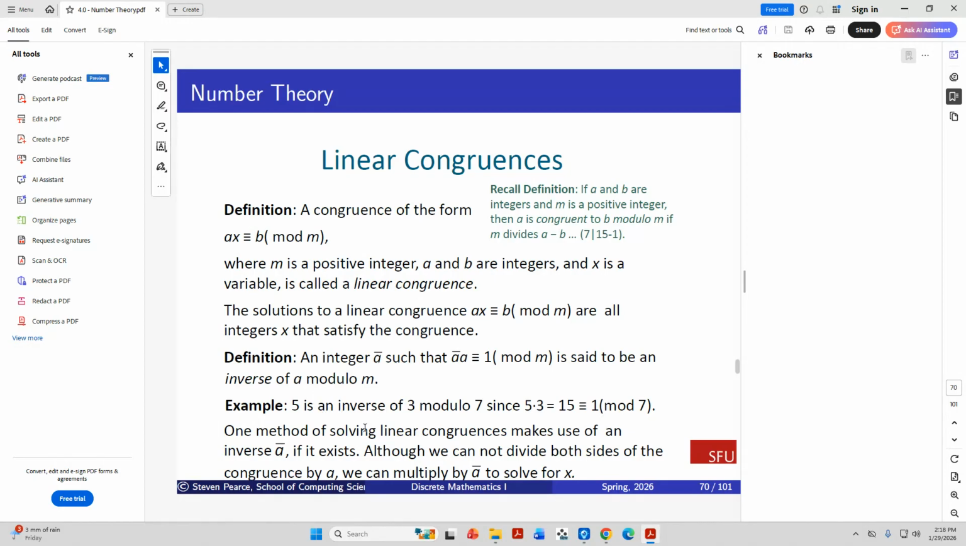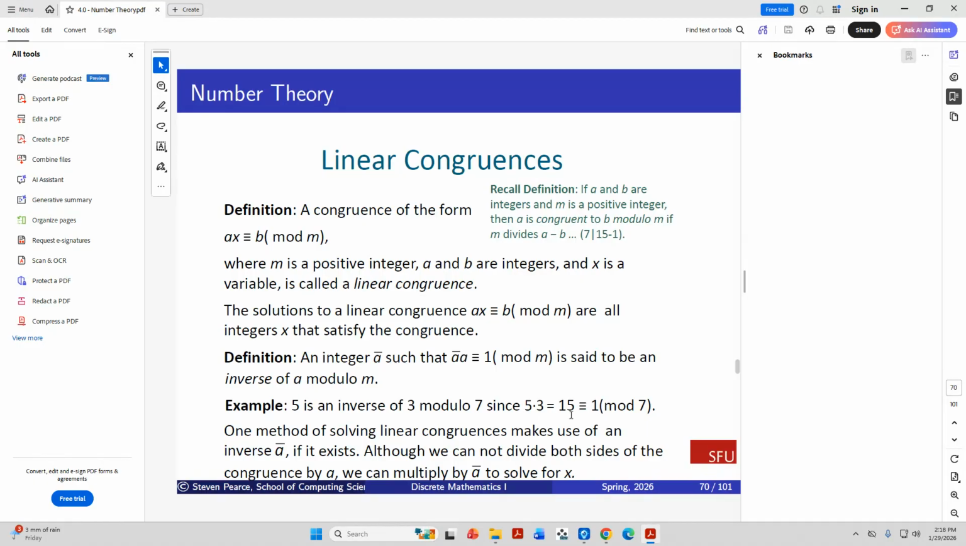5 is an inverse of 3 modulo 7, since 3 times 5 is 15, which is congruent to 1 mod 7. That you can test for yourselves. One method of solving linear congruences makes use of the inverse a bar, if it exists. Although we cannot divide both sides of a congruence by a, we can multiply by that. We've done all that already, and here's an example of a particular inverse.